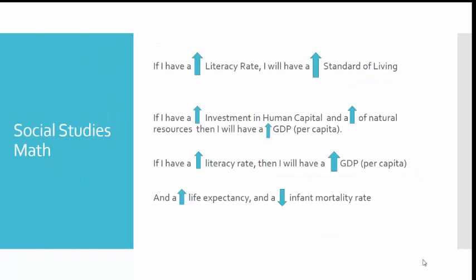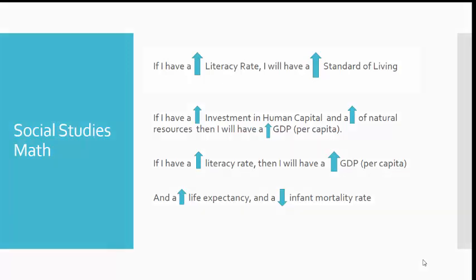Now that students have an understanding of the necessary vocabulary, you can teach your students what I like to call social studies math. So this is just a fun way to get kids to think about how these different words impact one another. These are generalizations. They are not exact. We never want to use the word always, but it's a good way to see how these economic forces interact with one another.